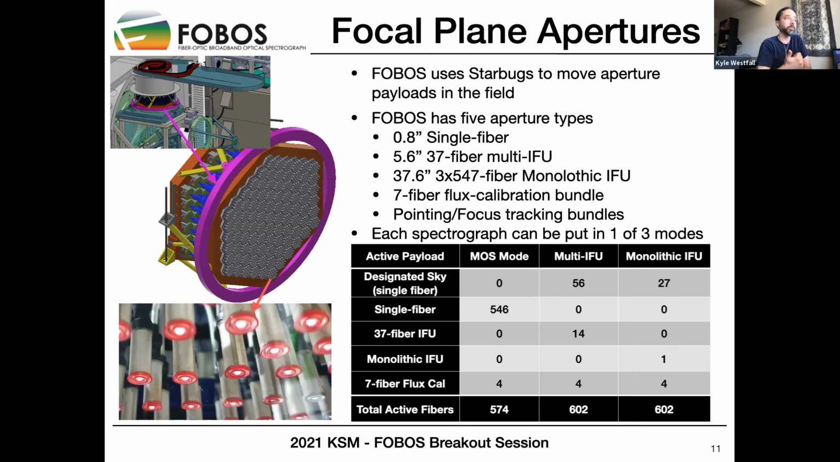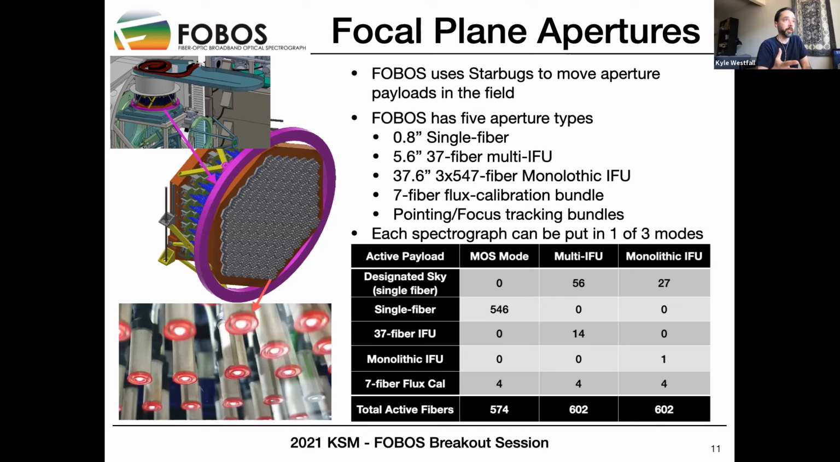It can either be a single fiber, a 5.5 arc second IFU that's composed of 37 fibers. It can be a single 1/3 of the monolithic IFU. It can be a 7-fiber calibration bundle, and also deployed our imaging bundles. These are bundles that produce a coherent image of a small 3 arc second patch on the sky that's used for guiding and focus tracking.